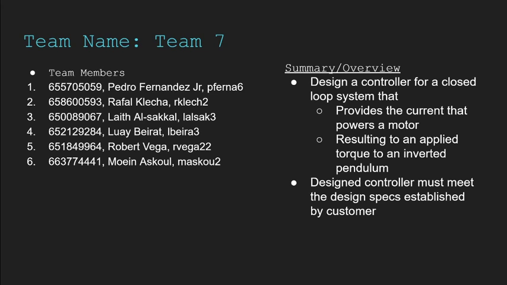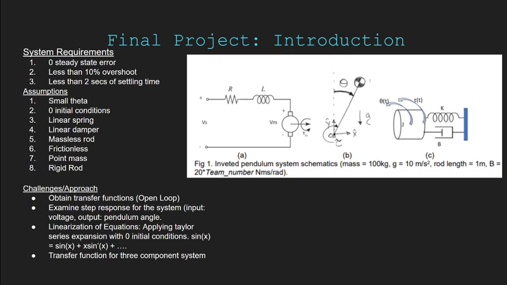As a summary, we had to design a controller for a closed-loop system that provides current that powers a motor, and this motor then results in an applied torque to the inverted pendulum. The designed controller must meet the design specs established by the customer. These design specs or system requirements are 0 steady state error, less than 10% overshoot, and less than 2 seconds of settling time.